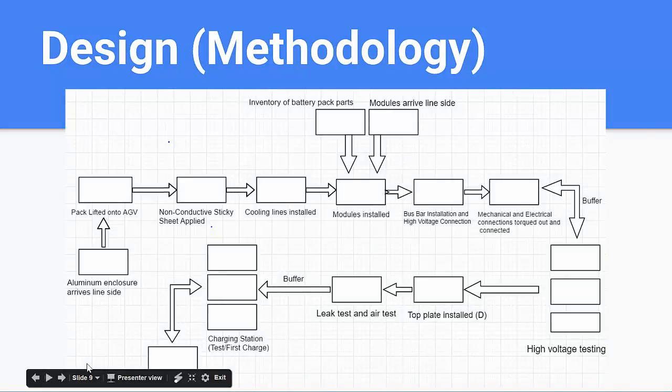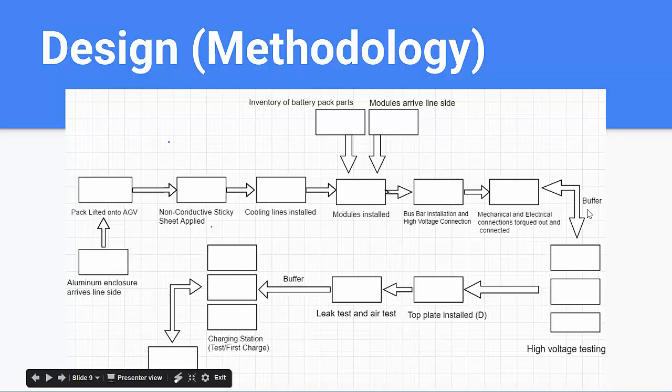This is the current design of the assembly process in a flow diagram. The aluminum enclosure first arrives line side, as well as the pack, so it is lifted onto the AGV. Then a non-conductive sticky sheet is applied. Then the cooling lines are installed, followed by module installation, bus bar installation and high voltage connection, and then mechanical and electrical connections are torqued out and connected.